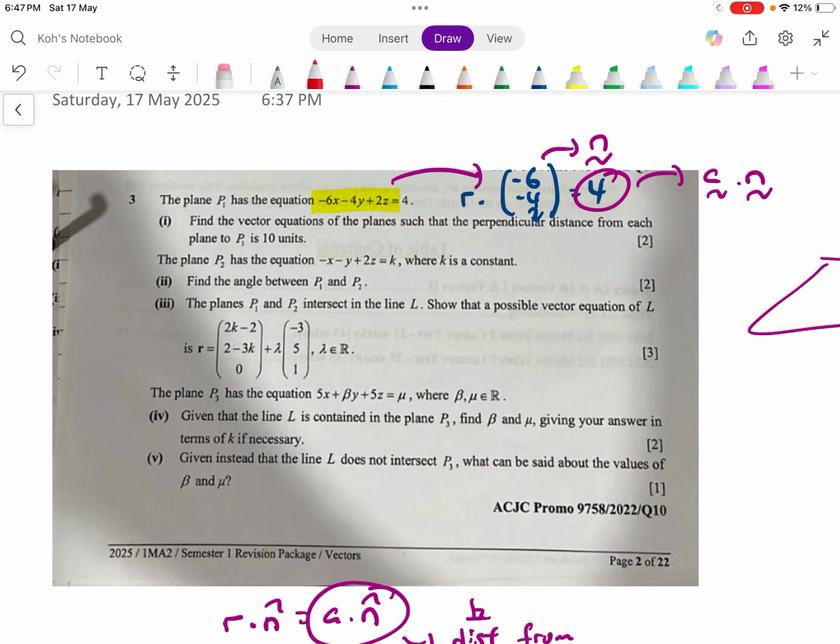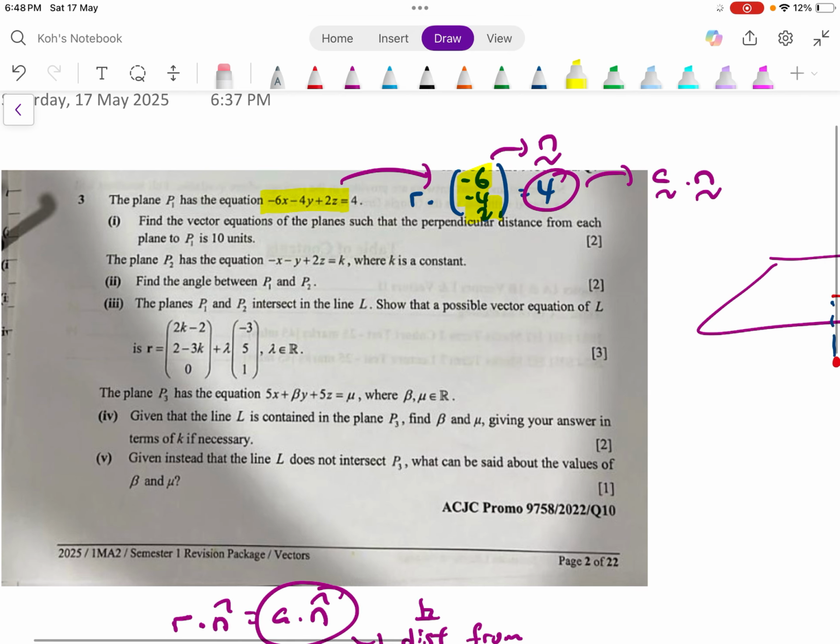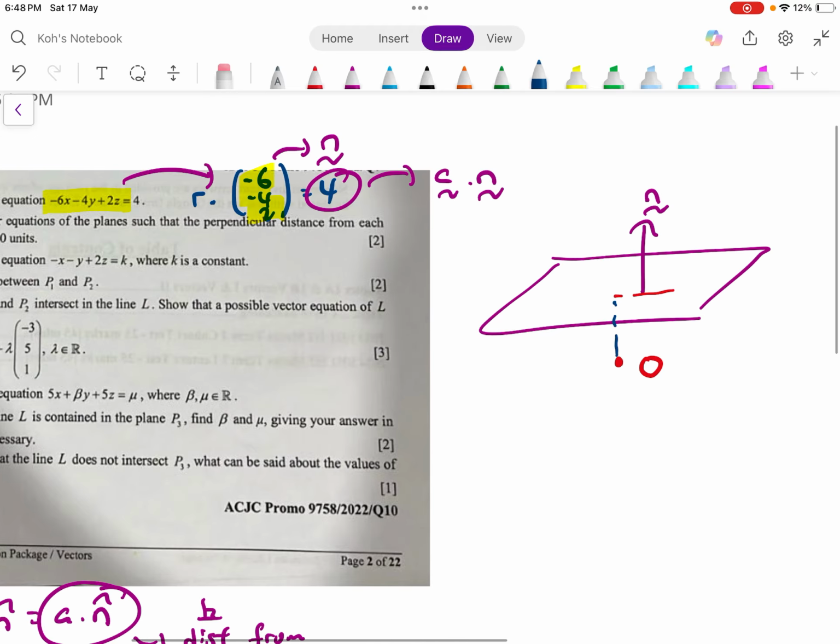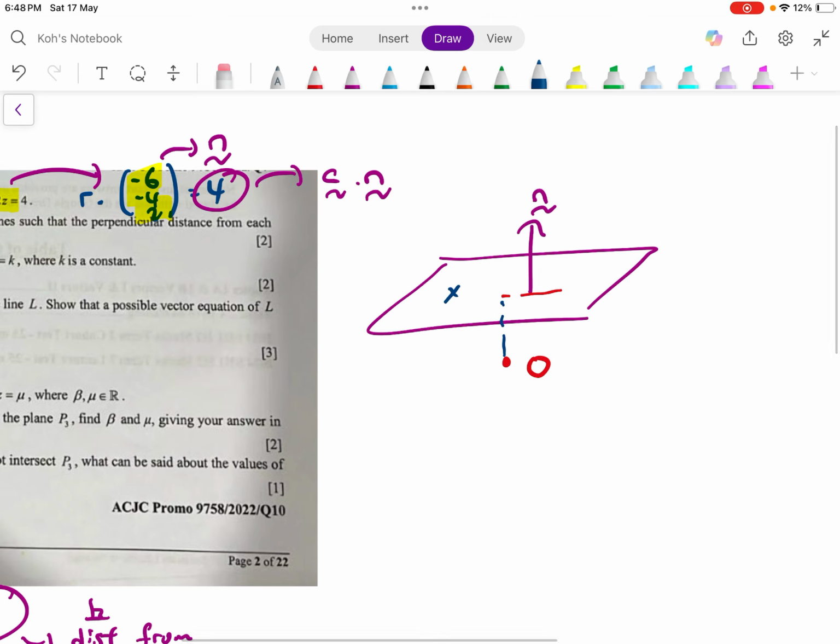So I put r dot (negative 6, negative 4, 2), where this thing right here is your normal vector, equal to 4. 4 we can express in terms of a dot n, where a is a position vector that is lying on the plane right here, and of course n is the normal vector. Okay, so based on this, I can convert this scalar product equation to something that we learned as well. So r dot n hat is equal to a dot n hat.